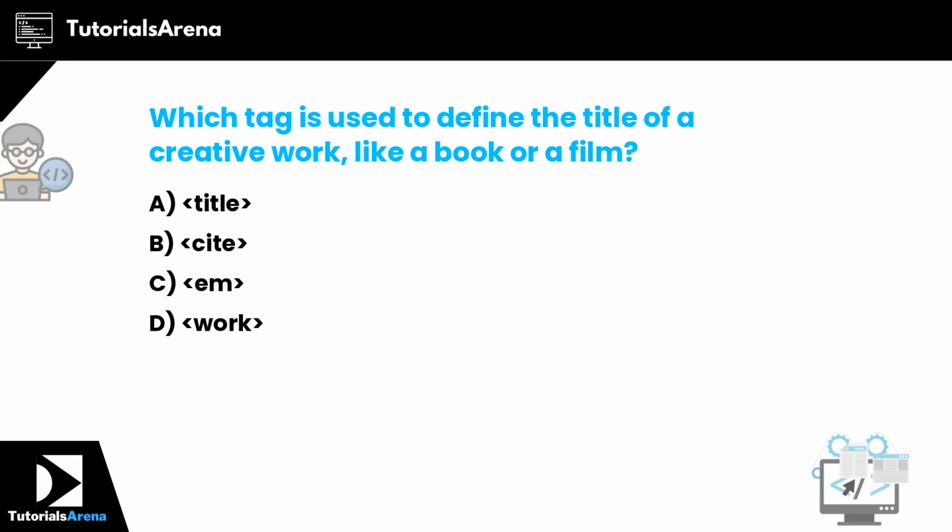Which tag is used to define the title of a creative work, like a book or a film? The correct answer is option B, cite.